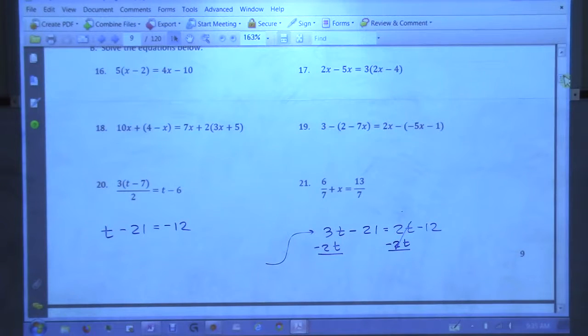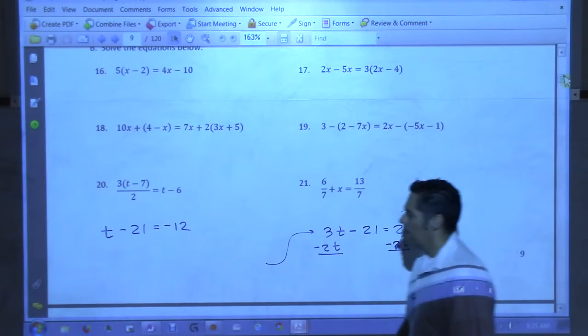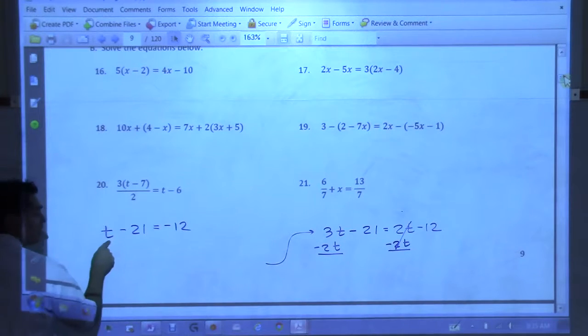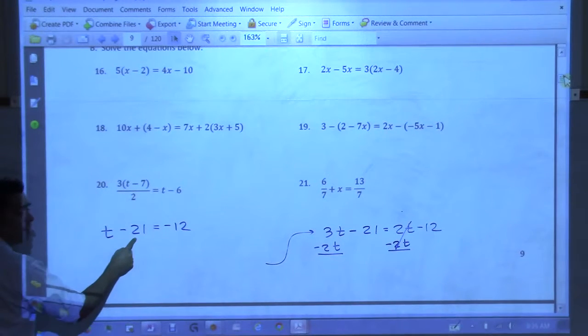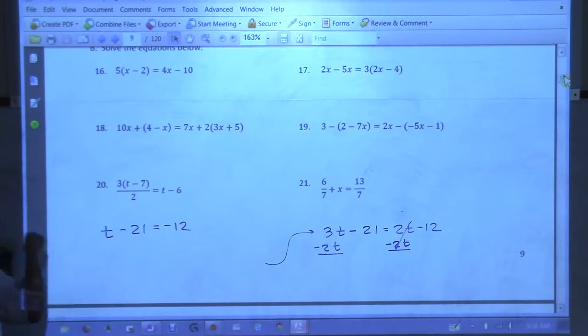All right, Joseph. We're trying to isolate t, right? Trying to get t by itself. So how are you going to do that here? Trying to get this by itself, right? Yeah. This is here. You don't want this here. So how would I get rid of this? What could I do to both sides of the equation?